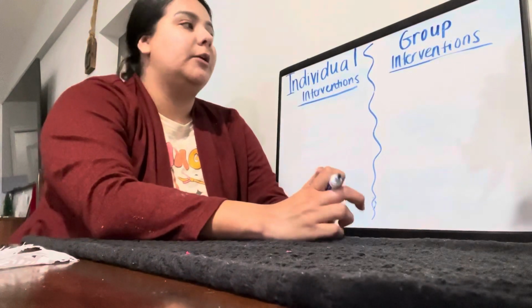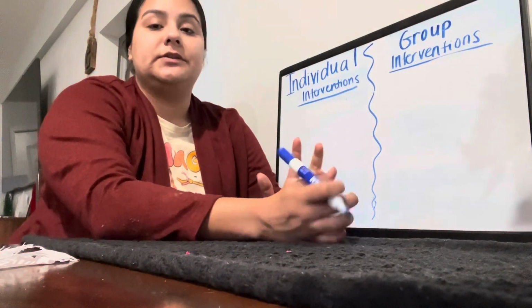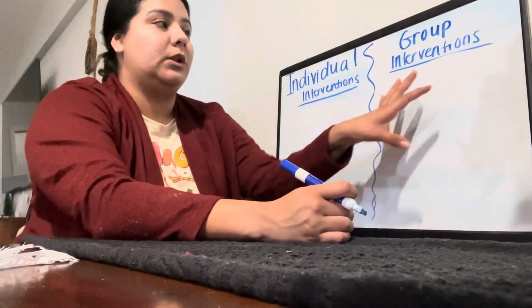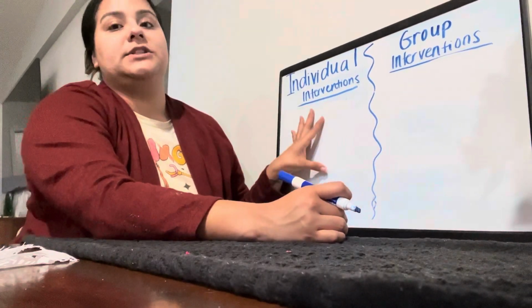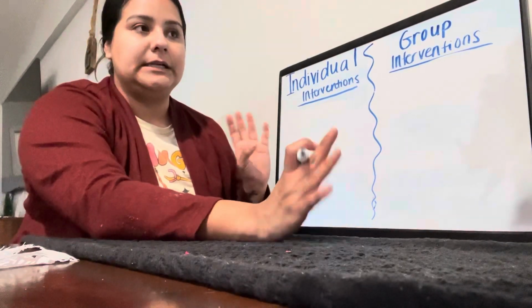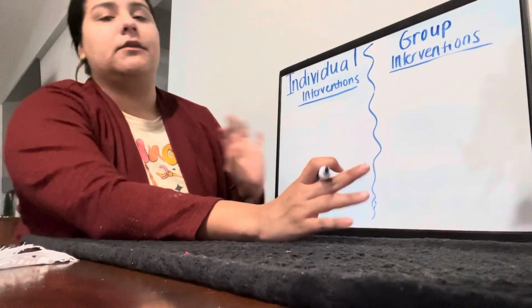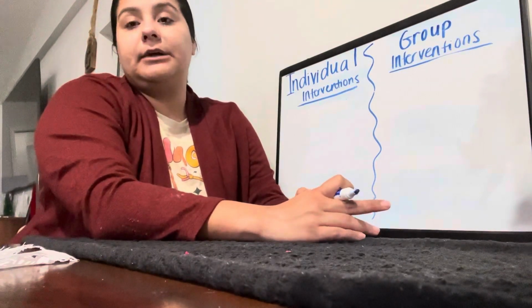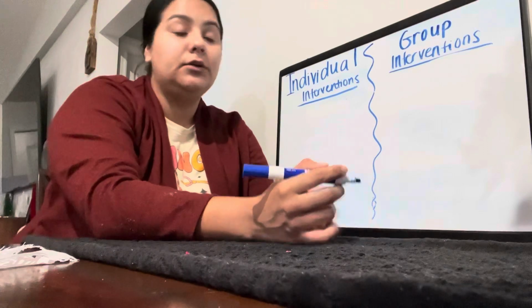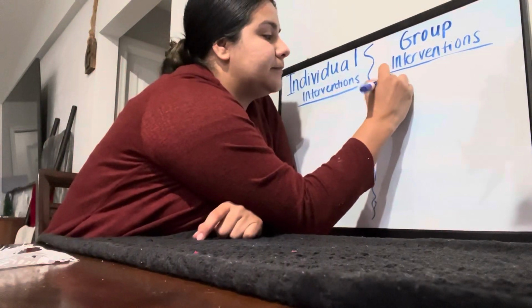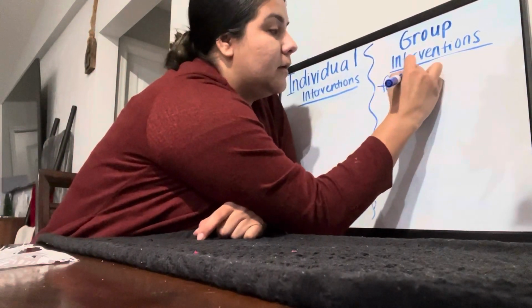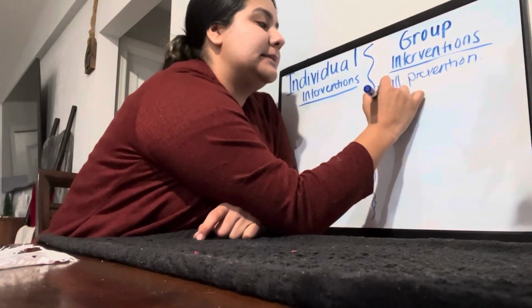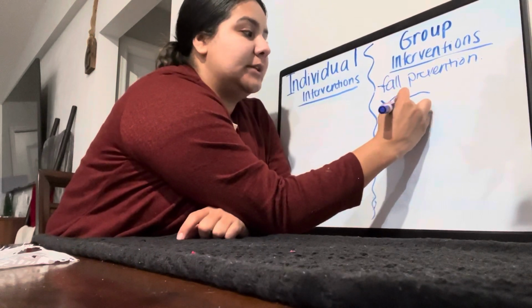Okay, so now I'm going to talk about the differences. I'm going to give an example of an intervention and how it would look in a group setting versus an individual setting, and just a little bit of the difference of how it would be. So we could talk about, let's say, a fall prevention group. A fall prevention group, in a group setting, might look like a presentation.